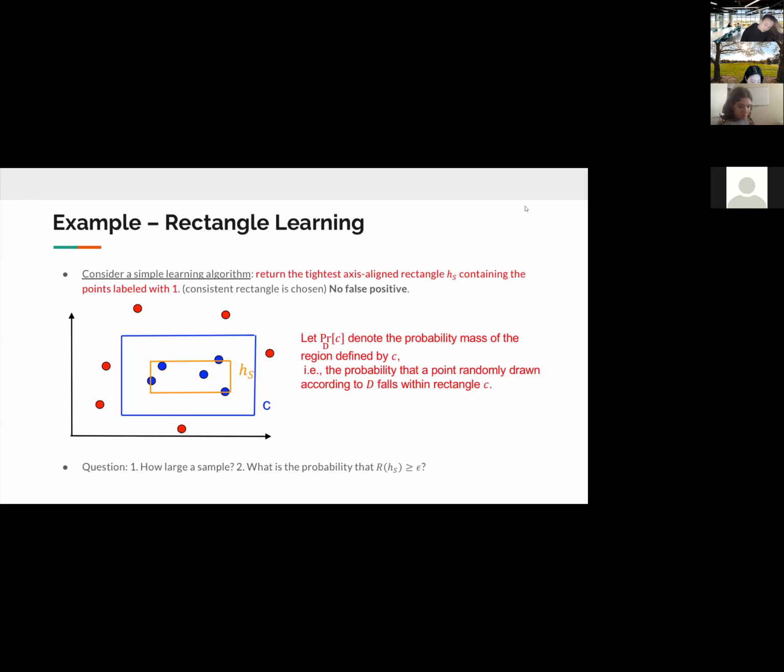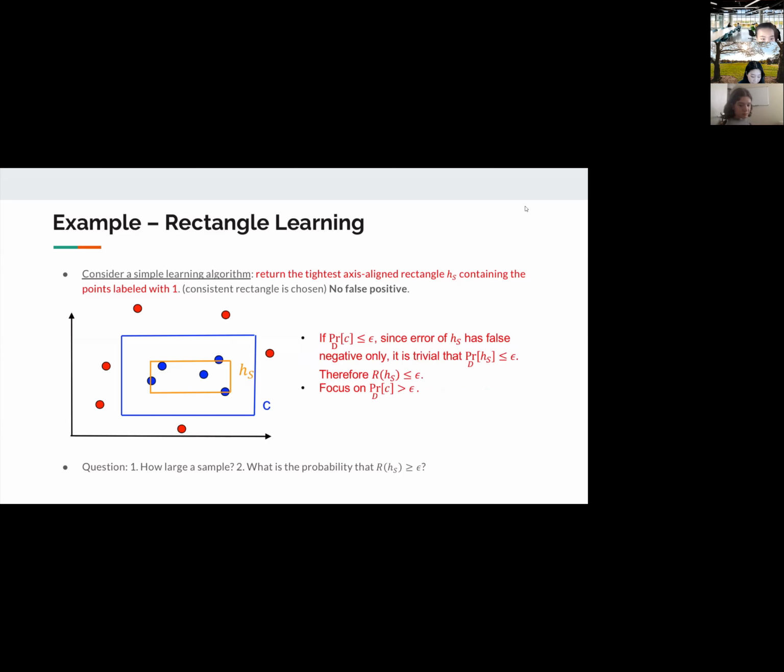As I write here, it is the probability that a point randomly drawn according to D would fall within rectangle C. If it is uniform, then the probability is just proportional to the area of this region. But now it is not, because the probability is very likely to be non-uniform. Anyway, now we're considering one scenario: if the probability of C is smaller than or equal to epsilon, what happens?